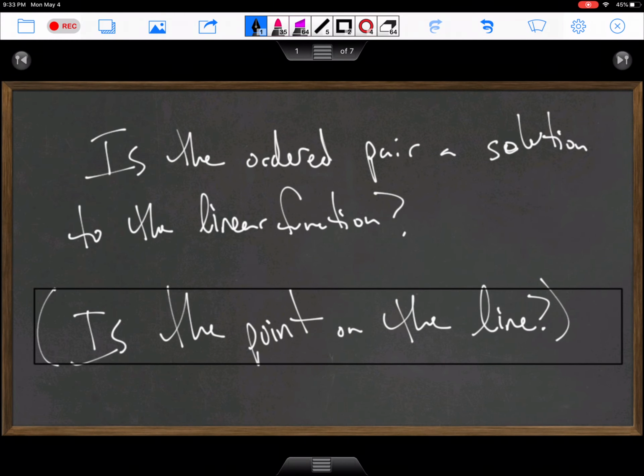So let's get into the math here. So again, the question we're asking is, is the ordered pair a solution to a linear function? So we know a linear function is a function where each domain has one range, and it's a line. It does not have to go through the origin, although it could. And we've used function tables to show these. We've used graphs, and we've used equations. So big picture, is the point on the line?